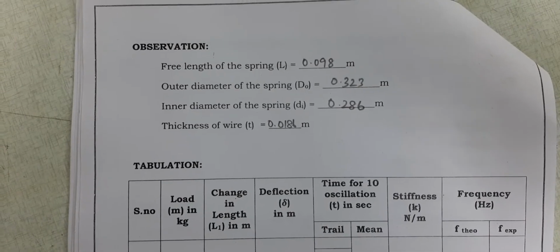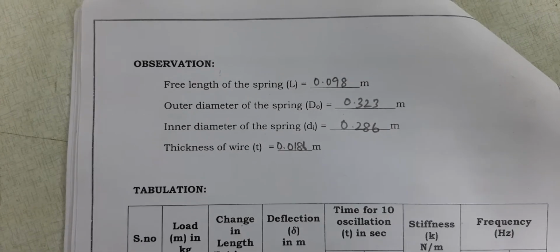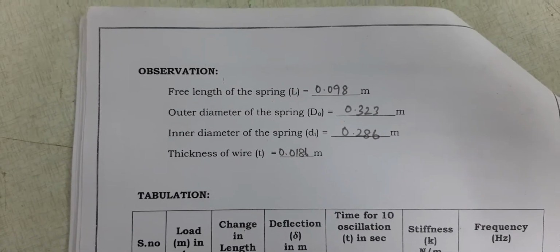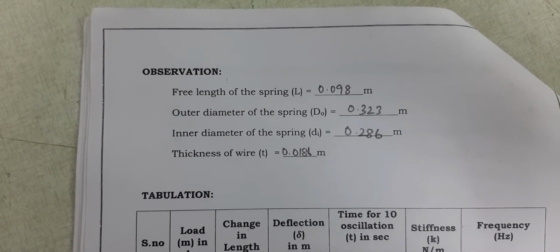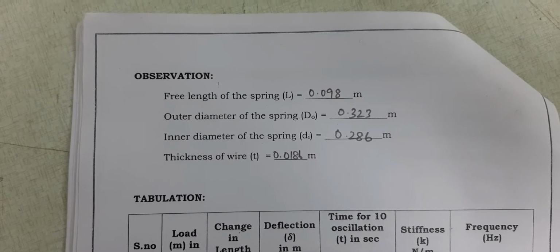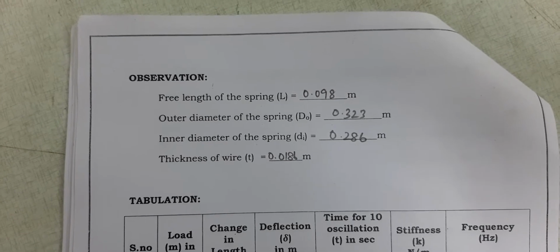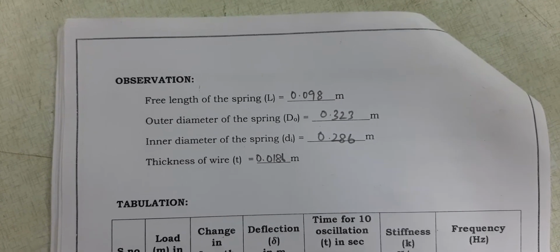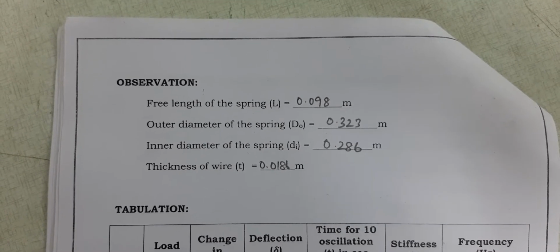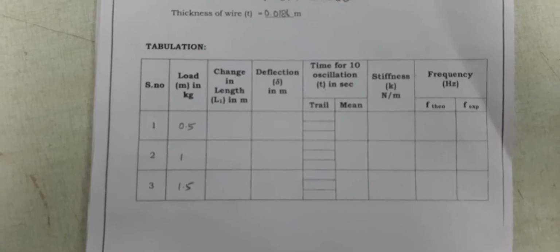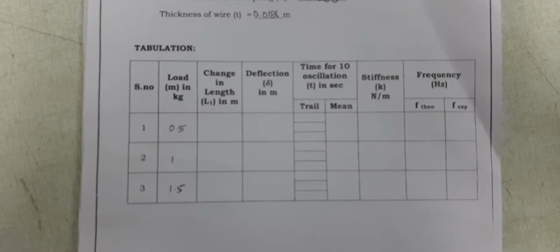After we did the measurement of the spring, the free length of the spring, capital L, is 0.098 meter. Outer diameter of the spring, D naught, is 0.323 meter. Inner diameter of the spring, D I, is equal to 0.286 meter. The thickness of the wire, small t, is equal to 0.0186 meter. These are the specifications of the spring. Next, we are going to discuss how we are going to conduct this experiment.